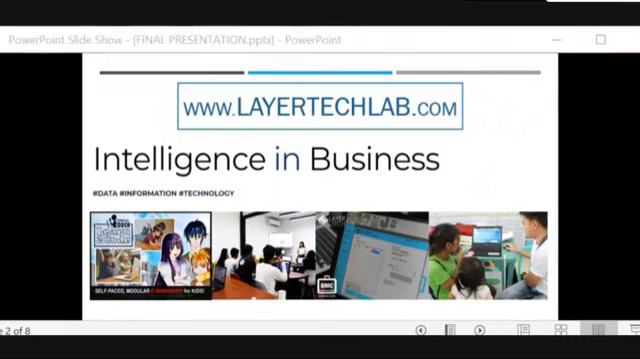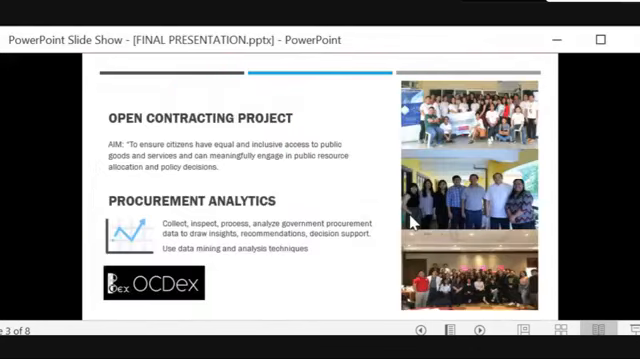You may check our website at www.layertechlab.com. And one of the projects of Layertech, something that we've been working on for the past 3 years, is the Open Contracting Initiative. Actually, Open Contracting Initiative is supported by HIVOS. Open Contracting is an international movement for fairer and more transparent public procurement para maganda yung competition, and it would lead to better service delivery para sa mga government offices at para na rin sa ating sa mga tao.